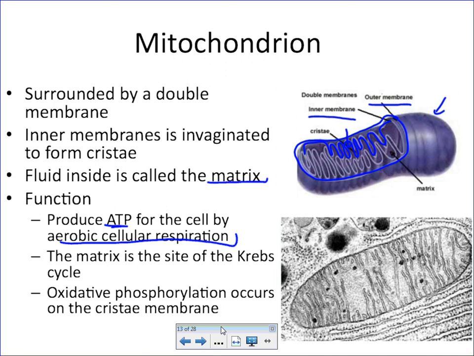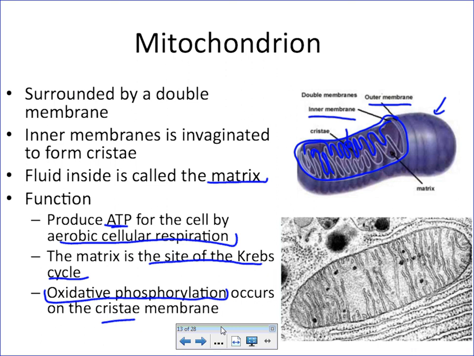And within the matrix, so within that fluid on the inside of that inner membrane, is going to be the site of a process referred to as the Krebs cycle, which is part of the process of making ATP for the cell. And then the last process of making ATP, called oxidative phosphorylation, which is just a fancy way of saying ATP synthesis, occurs on the cristae of the membrane. So the inner folds, or the folds of that inner membrane, are where ATP synthesis will occur.